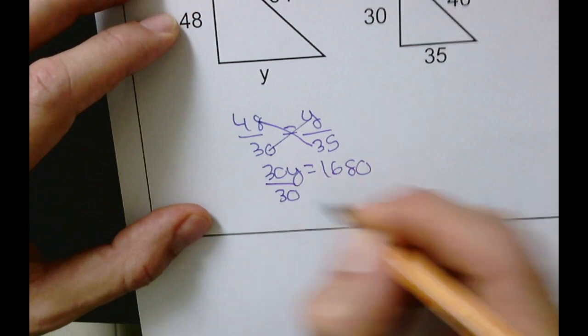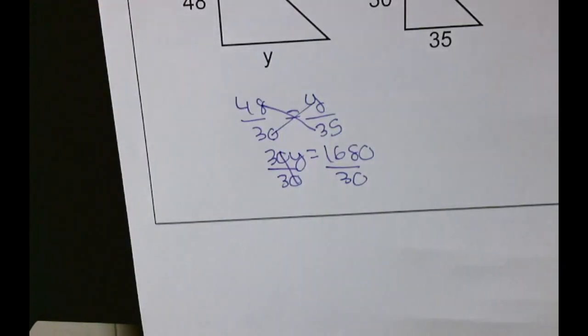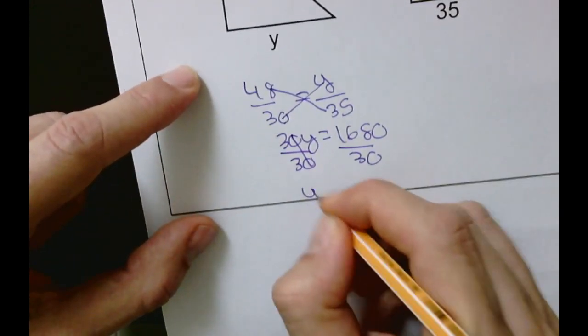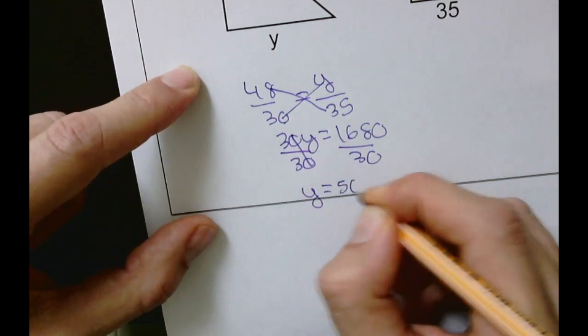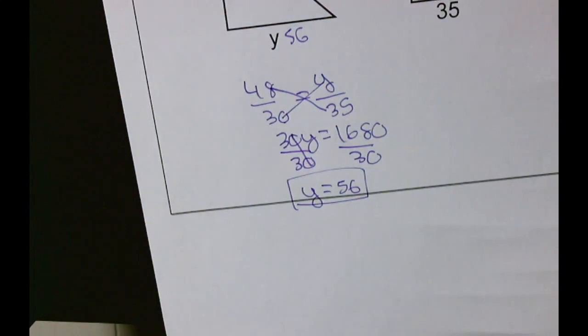Let's continue. So we're going to divide both sides by 30. We do 1680 divided by 30, and we'll get 56. So y ends up being 56.